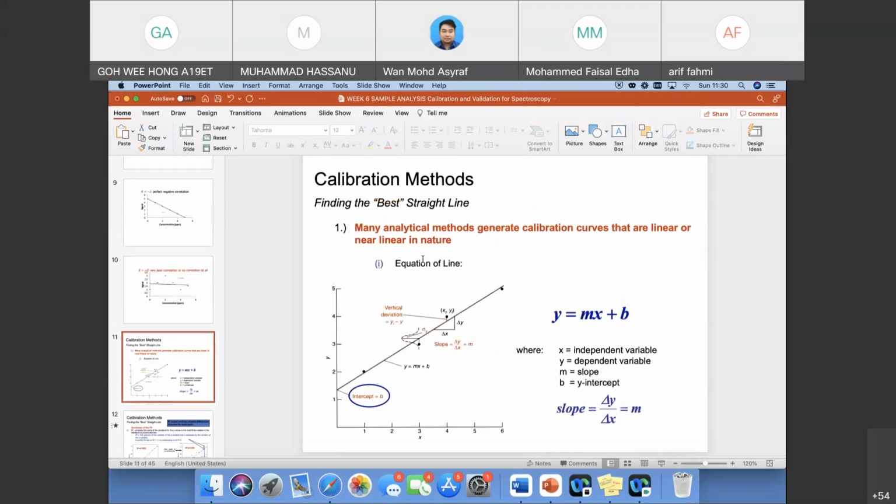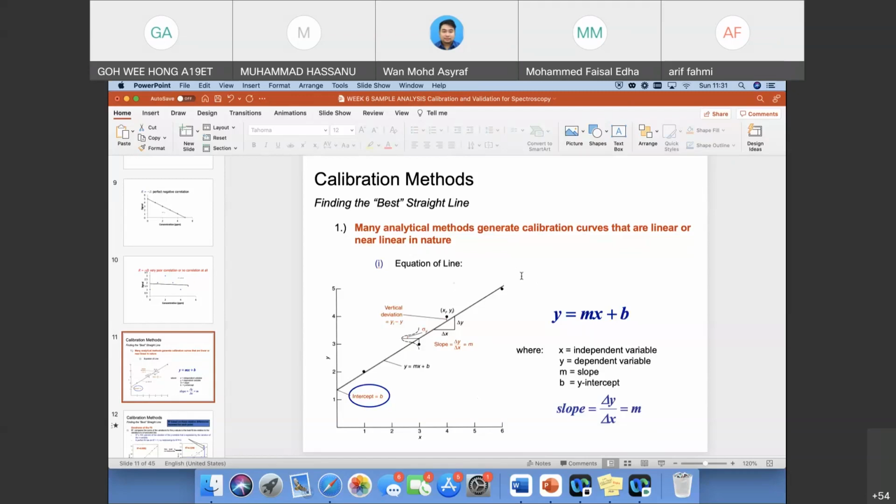All right. So now we look into the calibration methods, in terms of finding the best straight line. Many analytical methods generate calibration curves that are linear or near linear in nature. Linear means that's what you get, r square 1. Sorry, linear is 1. Near linear is 0.999. So usually we want to achieve that.